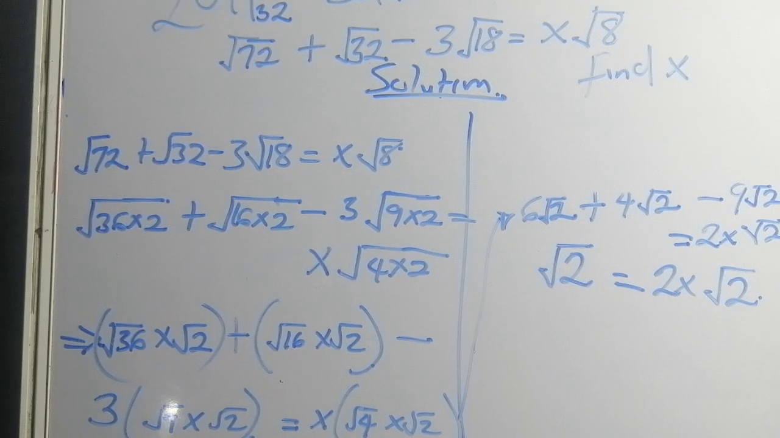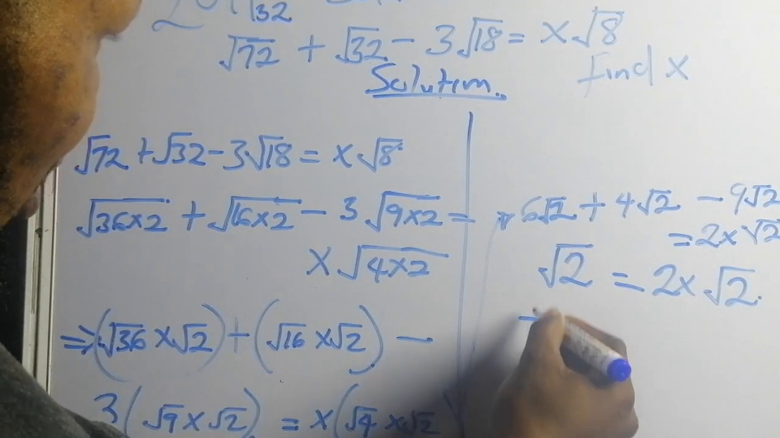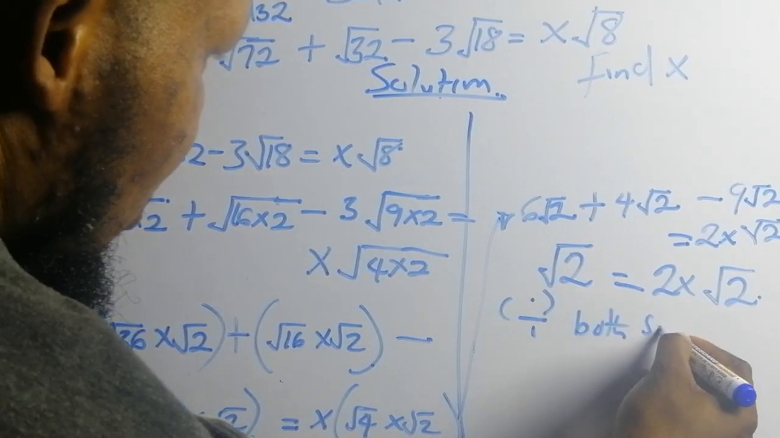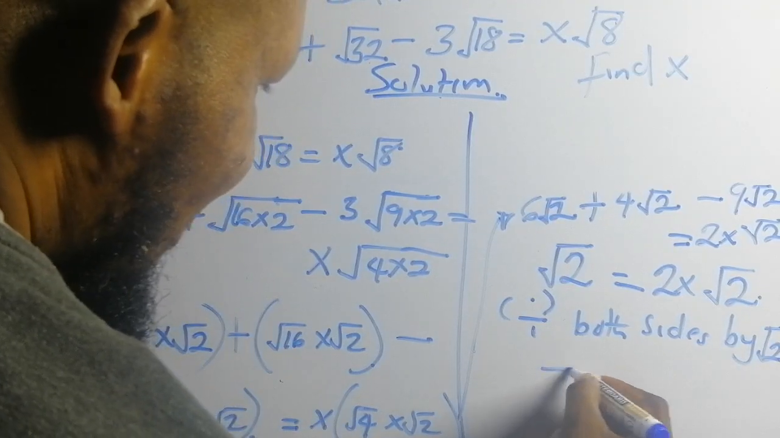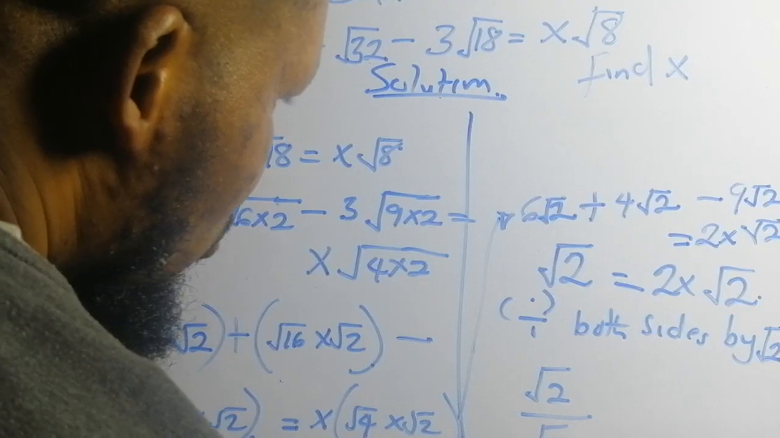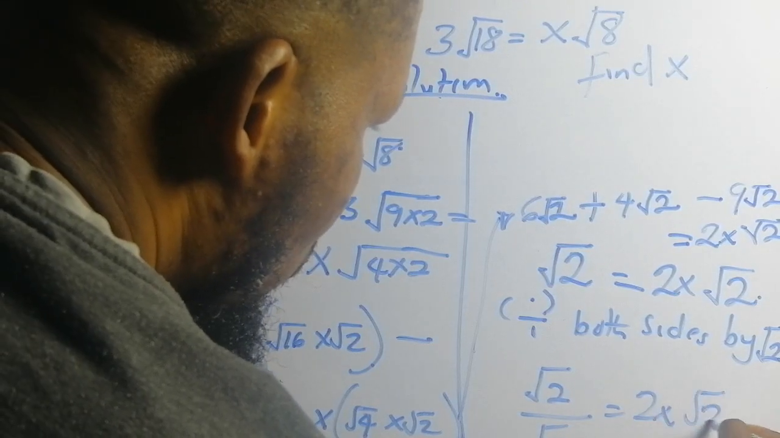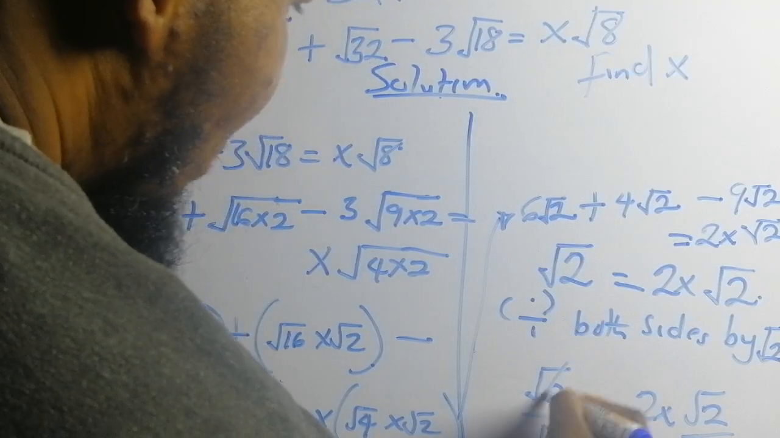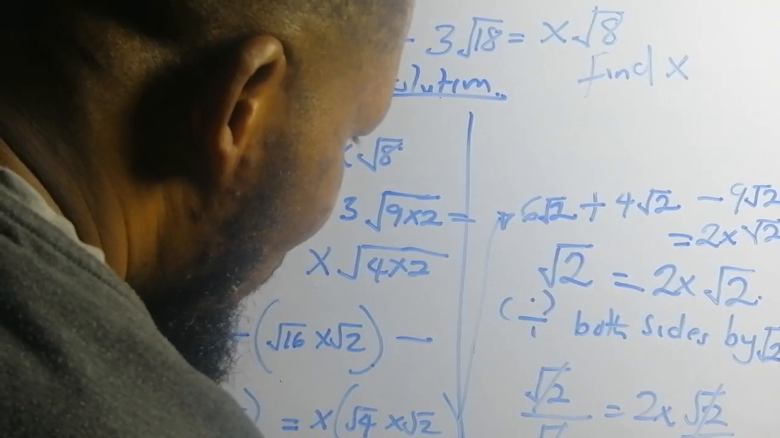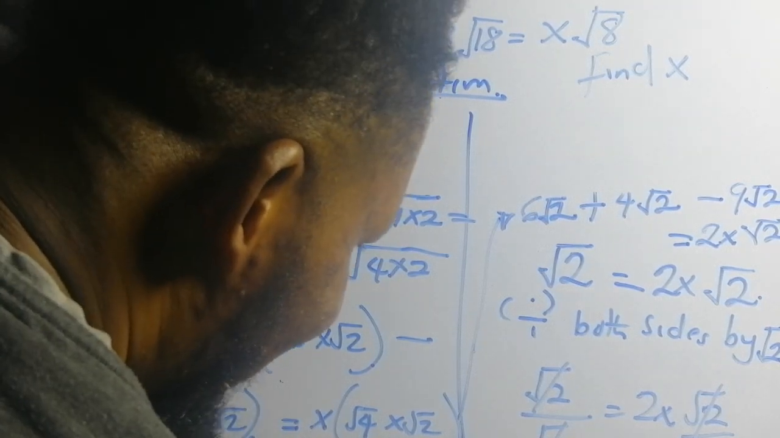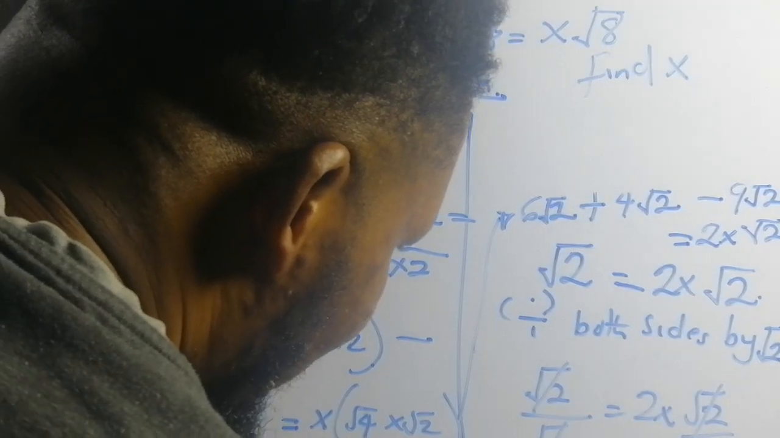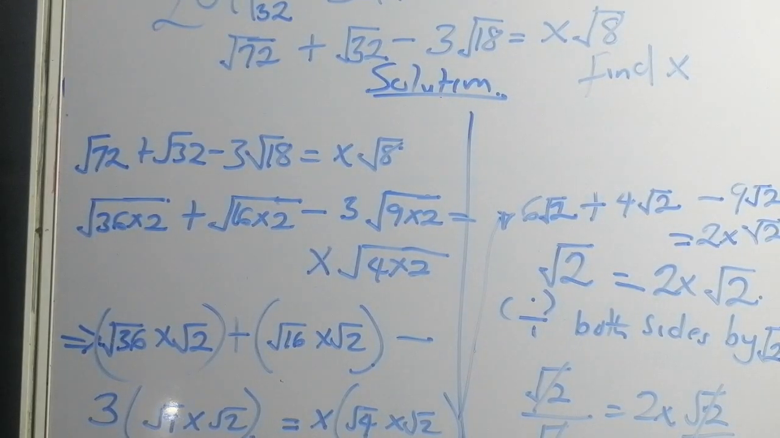So all you just need to do for you to get your value of x out, what do you need to do? So you divide both sides by root 2. So this is the same thing as saying root 2 over root 2 equals 2x root 2 over root 2. Root 2 will cancel root 2. Then it means 1 is equal to 2x. Now to get the value of x, you divide both sides by 2. So that implies that x equals 1 over 2. It's as simple as that.